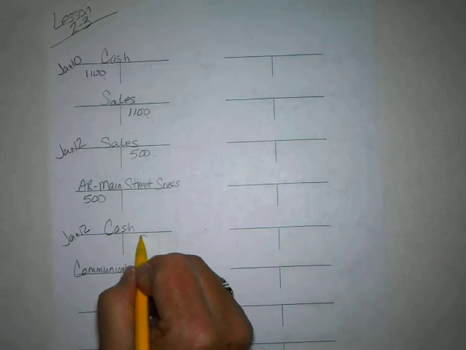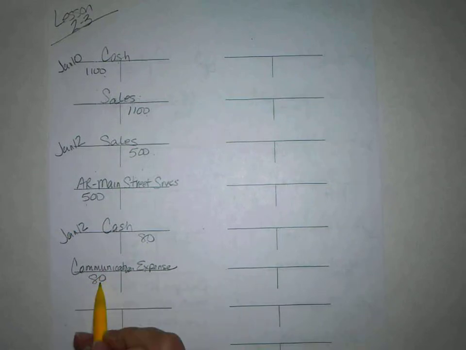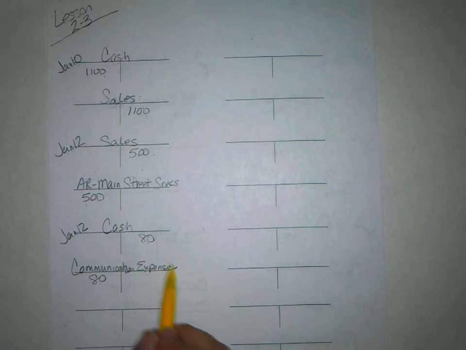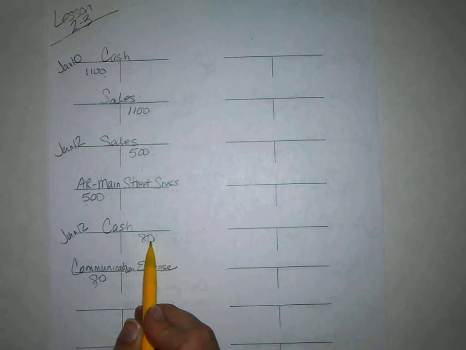Paid $80. Cash is going down. Expense, $80 there. Again, here's another clue. Expenses will always be a debit. So if you see the word expense, you know it's going to be a debit, so the other part's going to have to be a credit. Okay?